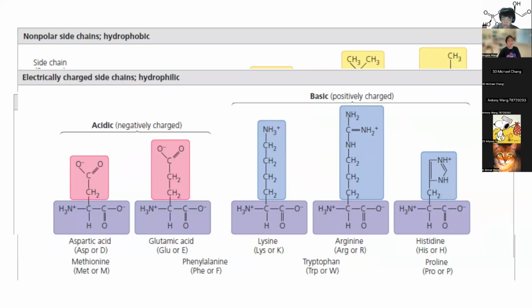And then there's also acidic, which are negatively charged, and also basic, which are positively charged side groups.